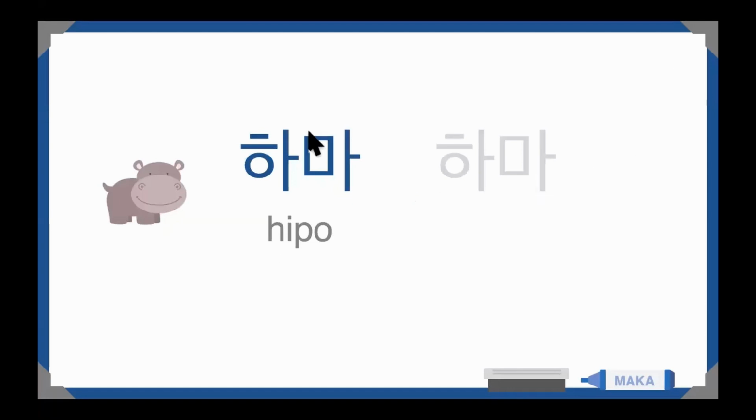Okay. Next word. Can you read, please? H meets A. This is ha. M meets A. This is ma. So the word is hama. Hama, which means a hippo, hippopotamus. Okay, let's write. Ha, ma, hama, hama.